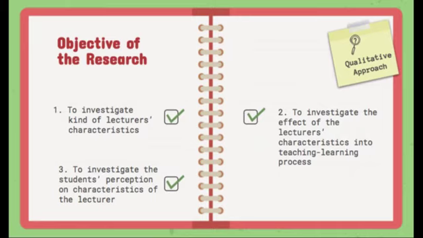Objective of the research, or we can say research objective as well. There are 3 points in the objective of the research. The first objective is to investigate the kind of lecturers' characteristics. And the second one, to investigate the effect of the lecturers' characteristics on the teaching-learning process. The third one is to investigate the students' perception of the characteristics of the lecturers.